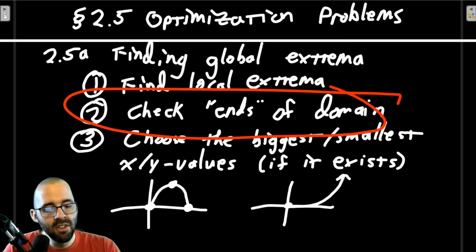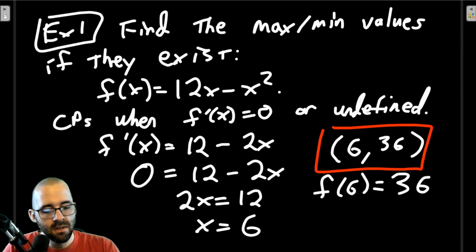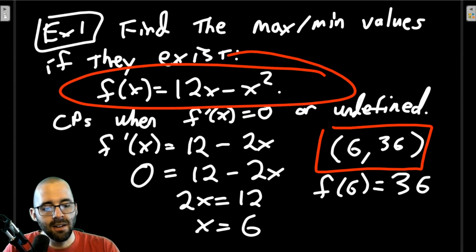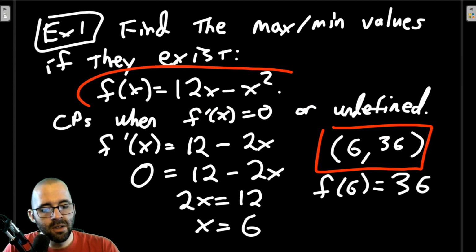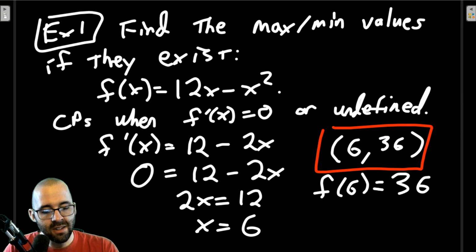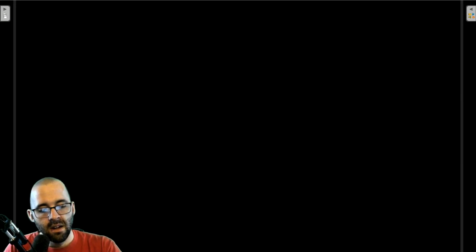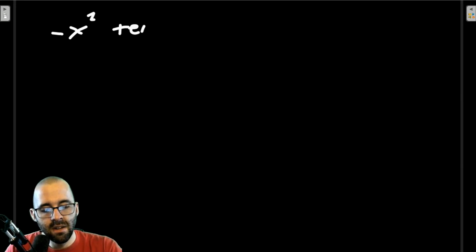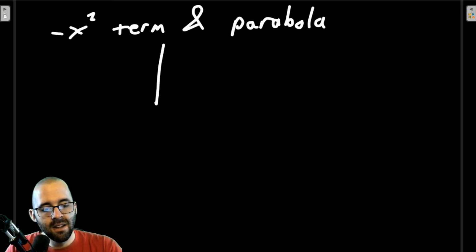Next, check the ends of the domain. In this problem, right, it didn't specify a domain. So this is just what happens to the function to the right, off to infinity, and to the left, off to negative infinity. And specifically, we know a little bit about this function. This is a downwards parabola. It's a quadratic function, and the x squared term is negative, so we do know it's a downwards facing parabola. All right, so negative x squared term. And a parabola tells us that this function, roughly, is this shape.